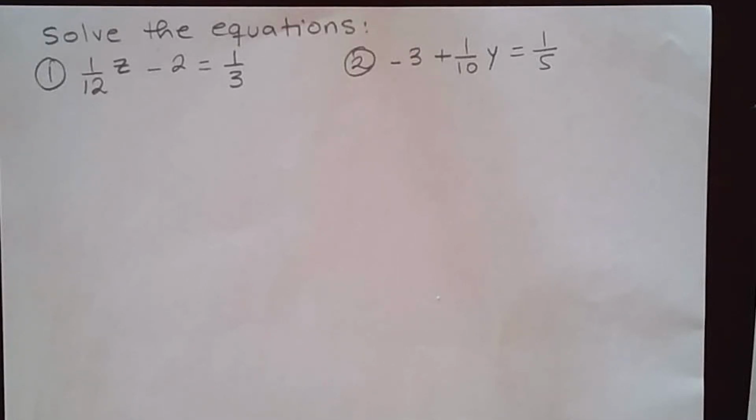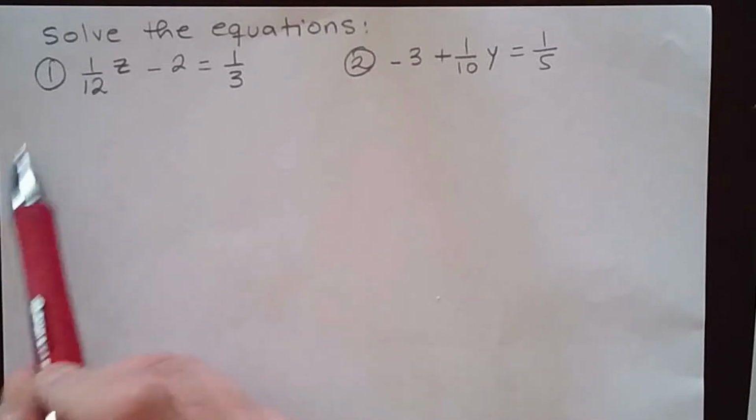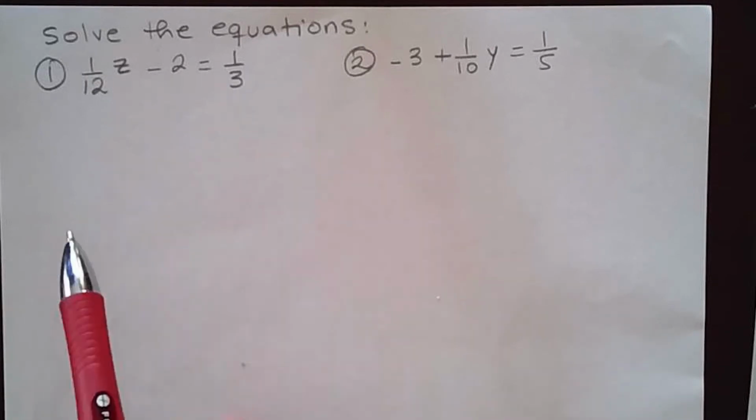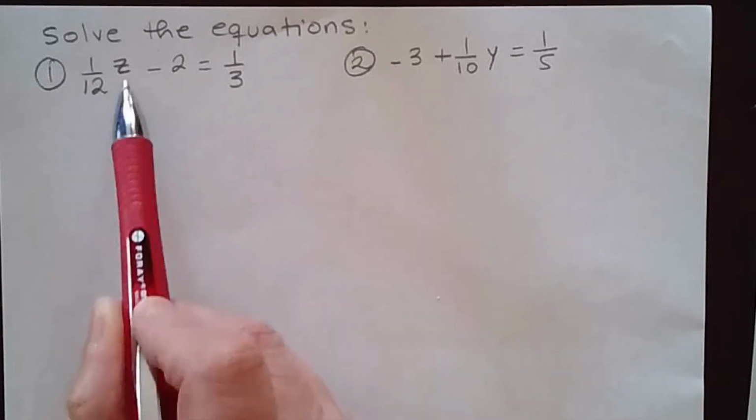Solve the equations. We have here two equations with fractions, and we need to solve for the variable. Let's start with the first one. We have 1/12 z minus 2 equal 1/3. So we're going to solve for the variable z.